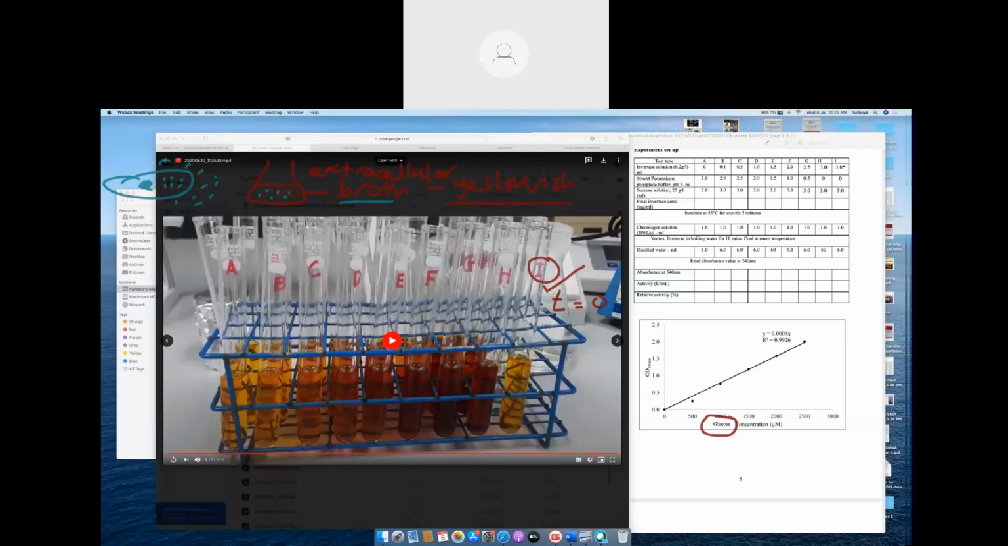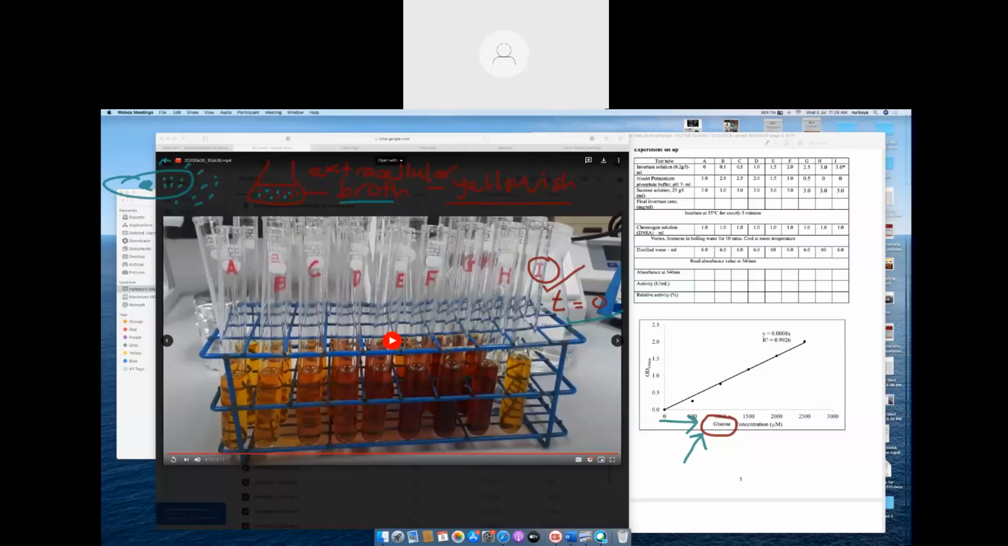So we don't want this yellowish color of your broth to interfere with the real reading of the activity, where the activity is formed because of the glucose being released. So that's why, in this case, this will be a really good control, where you can just assay the extracellular broth itself. That means the yellow color here is because of the broth. We can deduct this.